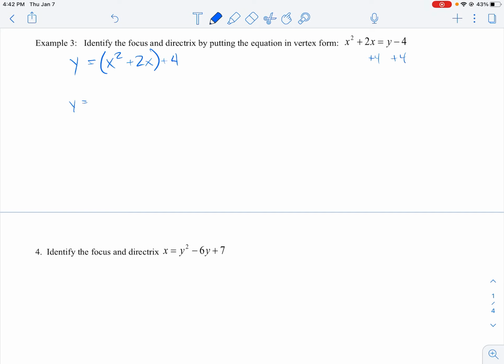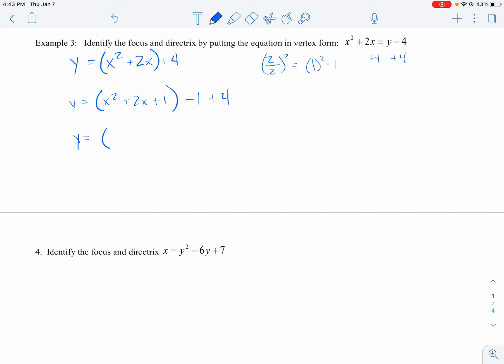So y is equal to, well, take that b value divided by 2, square it, so you get 1 squared, which is 1. So I'm going to go x squared plus 2x plus 1, and then whatever I add inside there, minus 1 plus 4. I don't have anything out in front. I didn't have to factor out a GCF. Whatever I added in there, I just take away on the outside, in that case just subtract 1. Now we have a perfect square trinomial.